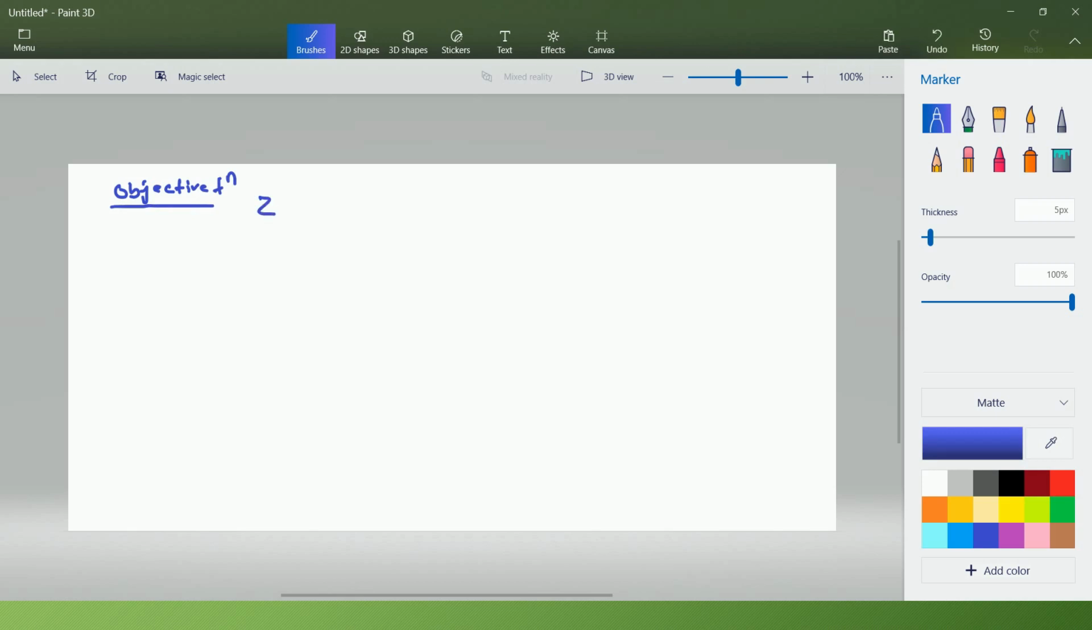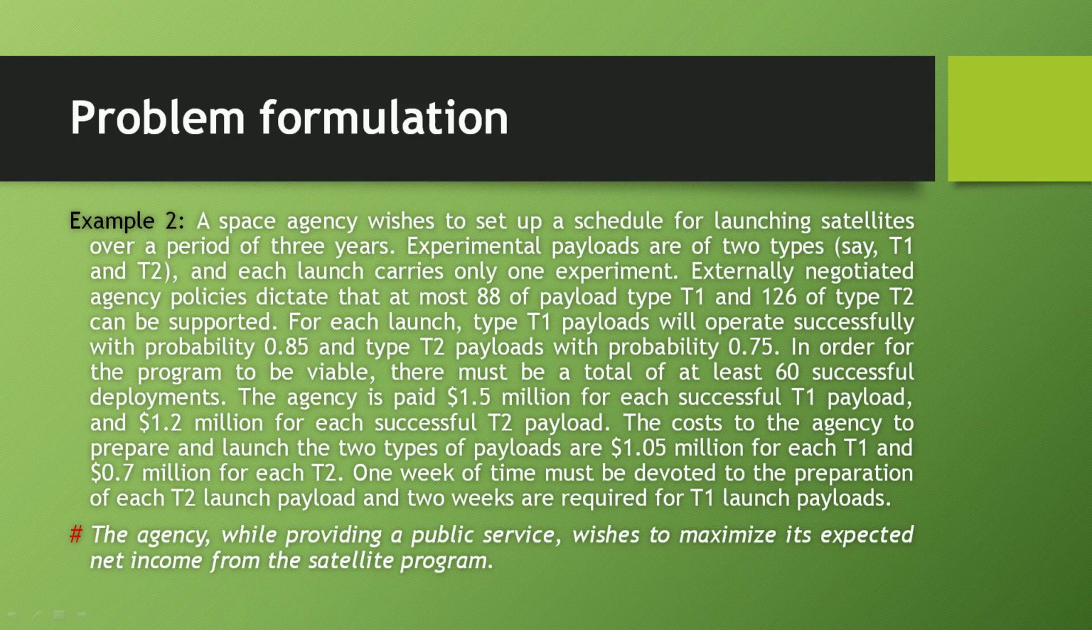Z. So the agency, while providing a public service, wishes to maximize its expected net income. That means we have to maximize the profit for the company. So we have to consider the amount that is being paid to the company, or the profit which the company is getting after the deployment of the payload. So this is written here: the agency is paid $1.5 million for each T1 payload and $1.2 million for each T2 payload.